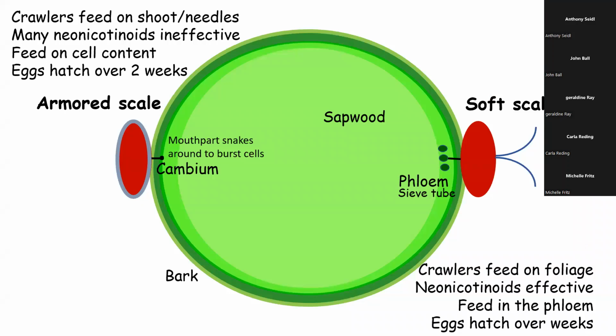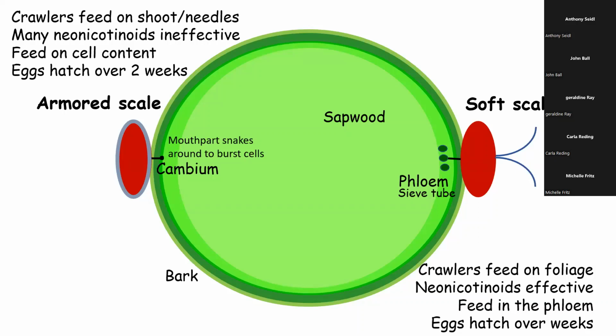Now, here's an important note again, though. If you have an armored scale, most of the neonics that we use are ineffective. All right. And why? Because they feed on cell contents, and so they really don't absorb enough of it. Also, remember, if you're going to spray for them, the egg hatches over a very short time period. So the armored scale's mouthpart kind of snakes around to burst cells. They're not going to pick up enough of the neonics to really do any effective control.